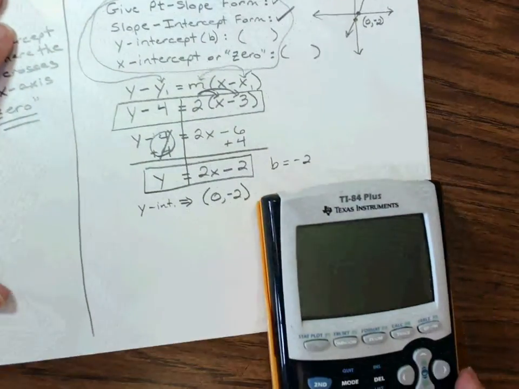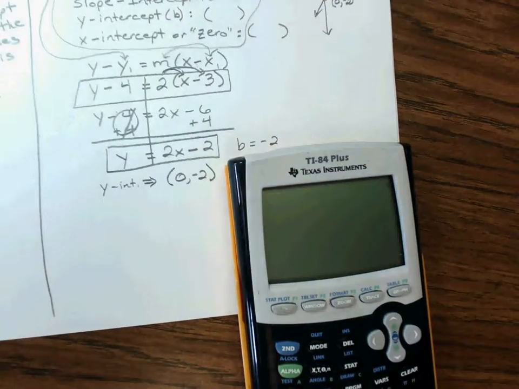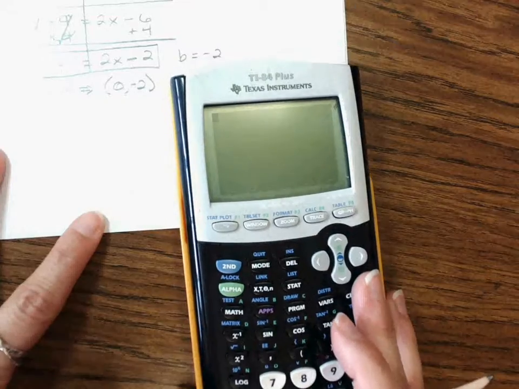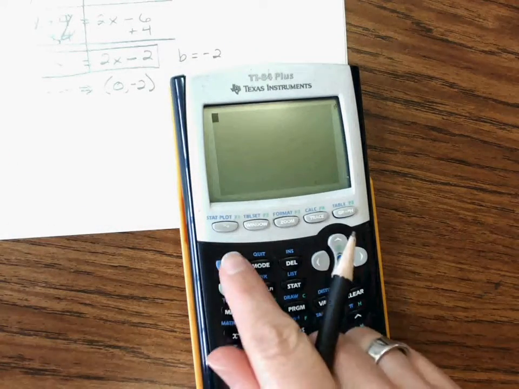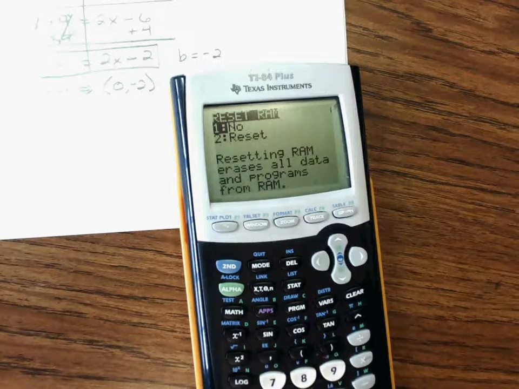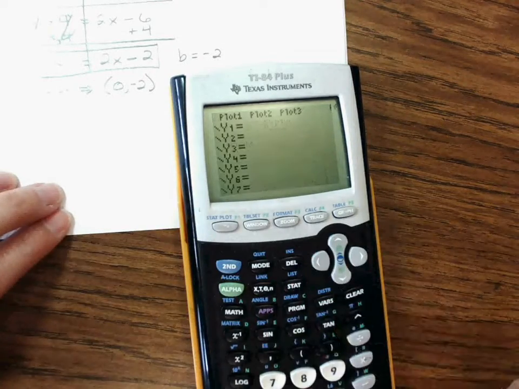So go ahead and grab your calculator, and let's clear it, because there may be some junk on it from whoever used it before. I'm going to do second plus 712, so second plus 712 till my RAM is clear, and then I'm going to go to y equals.